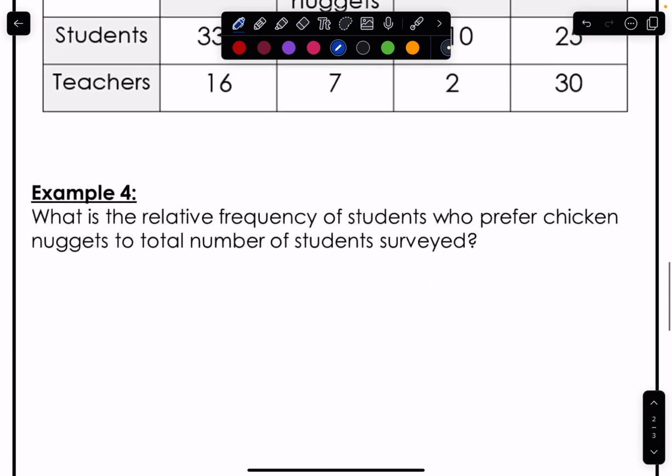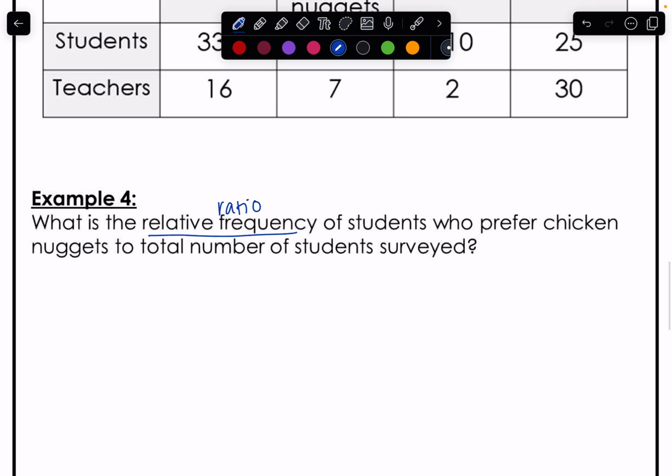Okay, so let's try that one more time. What is the relative frequency, again, or the ratio of students who prefer chicken nuggets to the total number of students surveyed? So first, on the top, write students who prefer chicken nuggets. That's the first item that I'm given, so that's going to go on the top. Students who like the chicken nuggets to total number of students surveyed. So first thing that's mentioned goes on the top, second thing that's mentioned goes on the bottom.